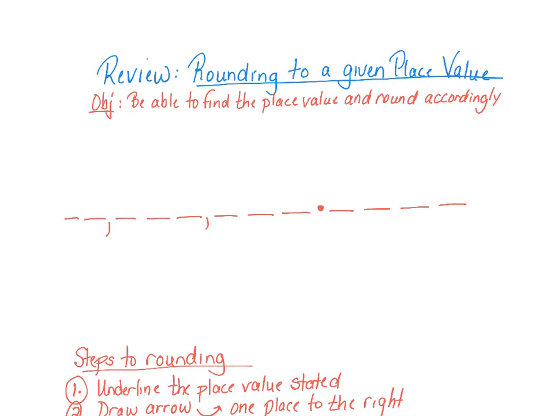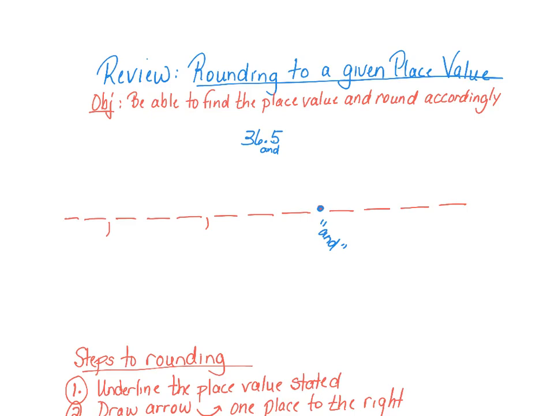I just have a bunch of blanks on here, and I just wanted to represent basically what we're going to be rounding to. Here's your decimal point. That's read with the word "and" whenever you read a number. If I had 36.5, I would say 36 and 5/10. So you got to know the place values.